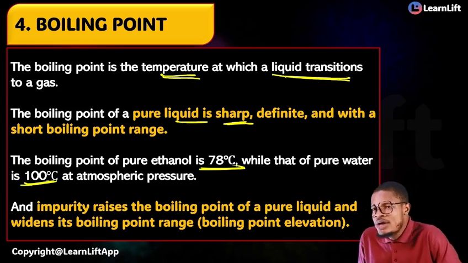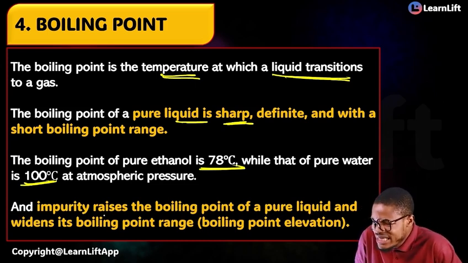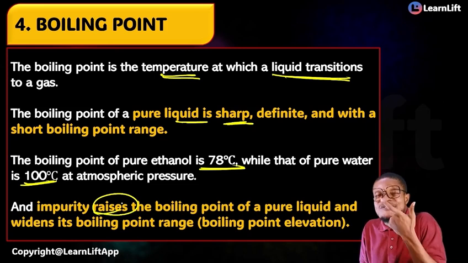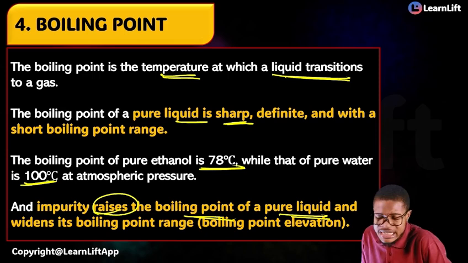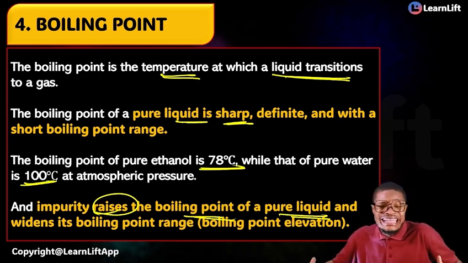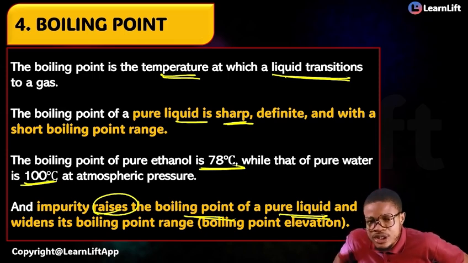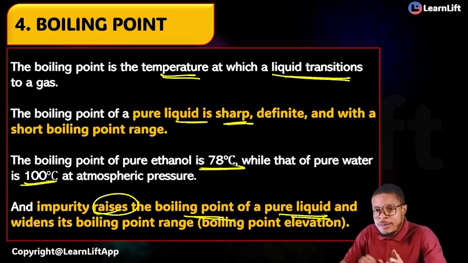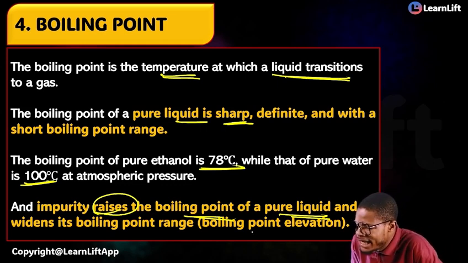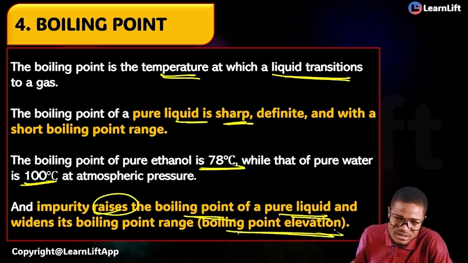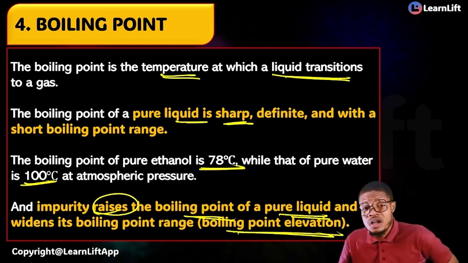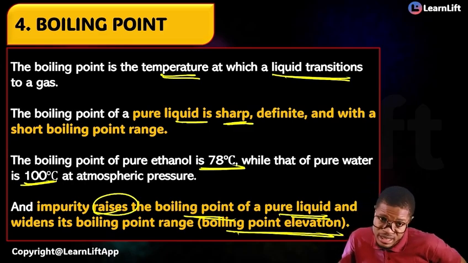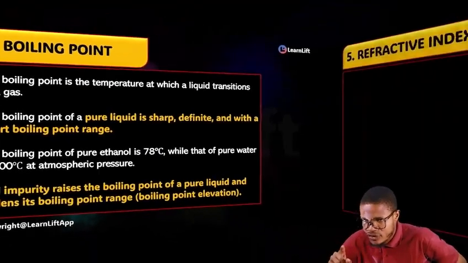But now, when you bring impurities to it, impurity will raise, elevate, or increase the boiling point of your pure liquid, or widen its range. Listen, what will impurity do? Impurities will elevate boiling point. Impurity will increase boiling point. That's why we call it boiling point elevation. Freezing point depression, boiling point elevation, all of it is thanks to impurities. Does it make sense? This is where they revolve around. Together very quickly with me.